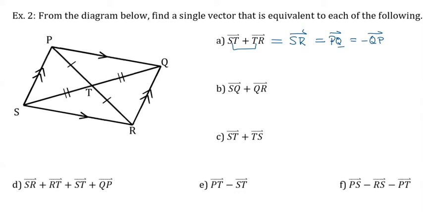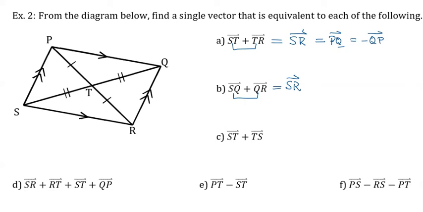One more easy one, ST plus TS. Thank you. Don't just say S, that doesn't make any sense. This is equal to the zero vector. No, because it's not. TQ is a vector that has length and direction. The zero vector doesn't.